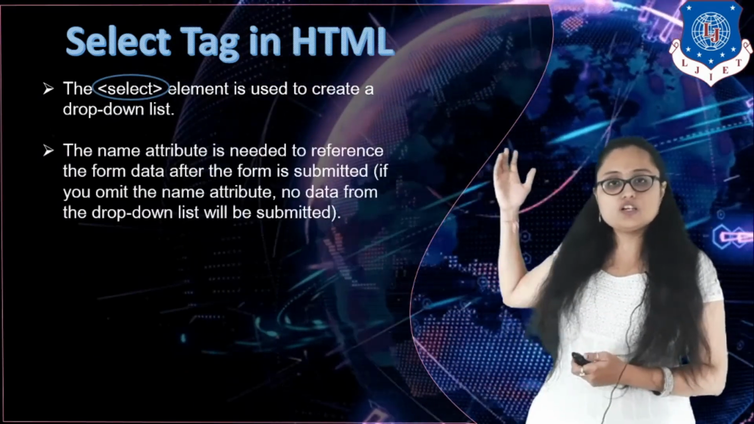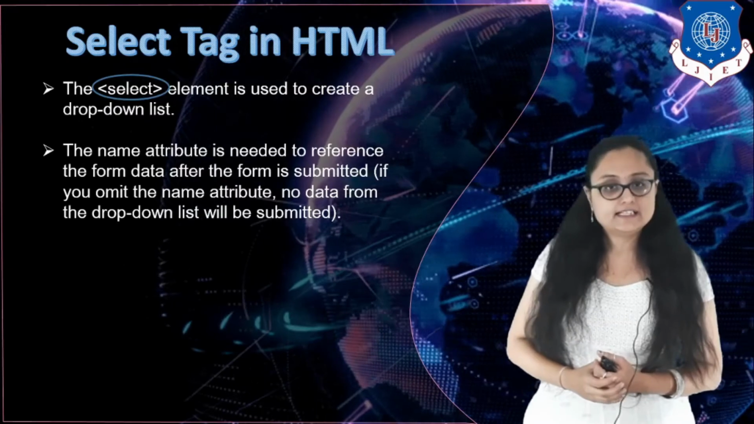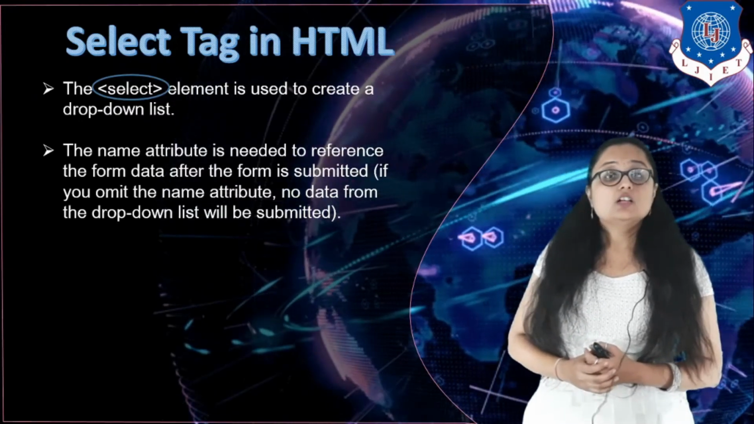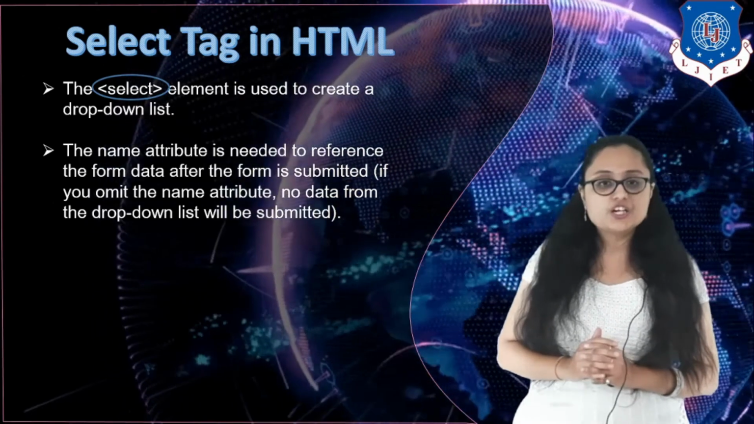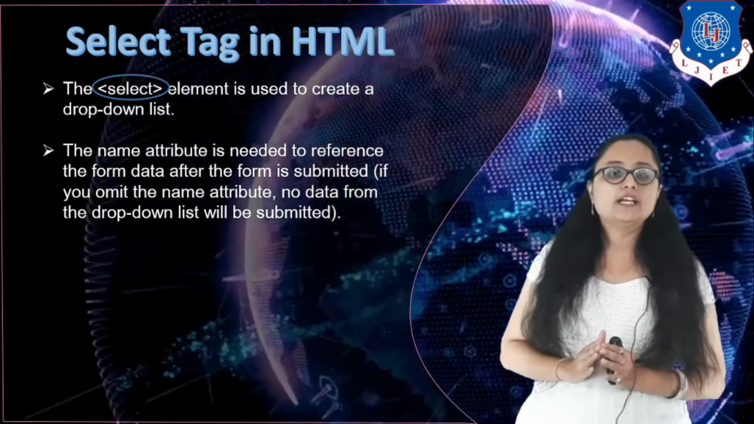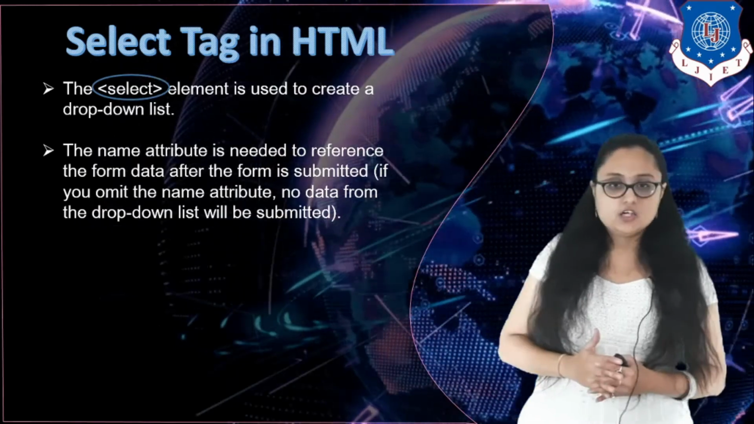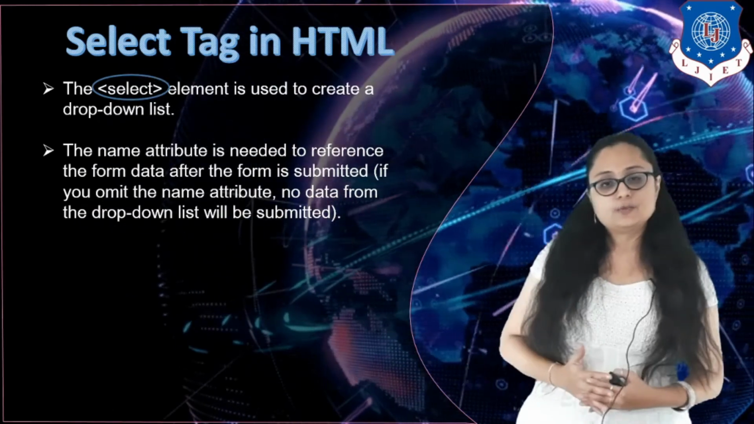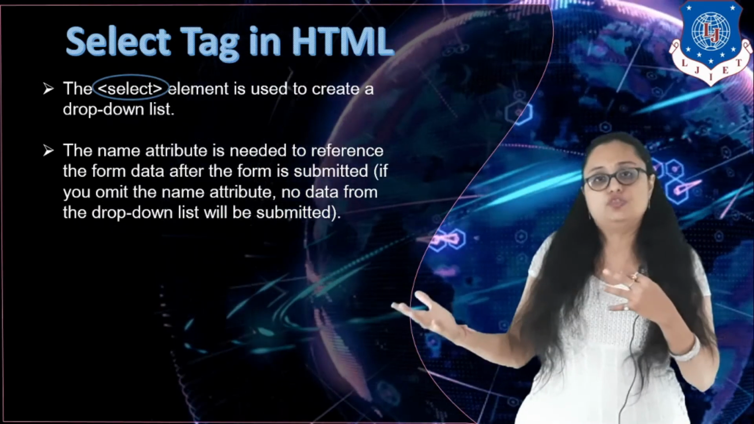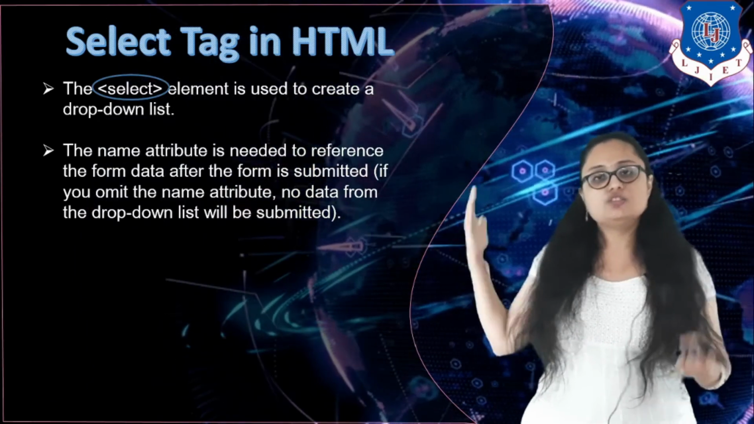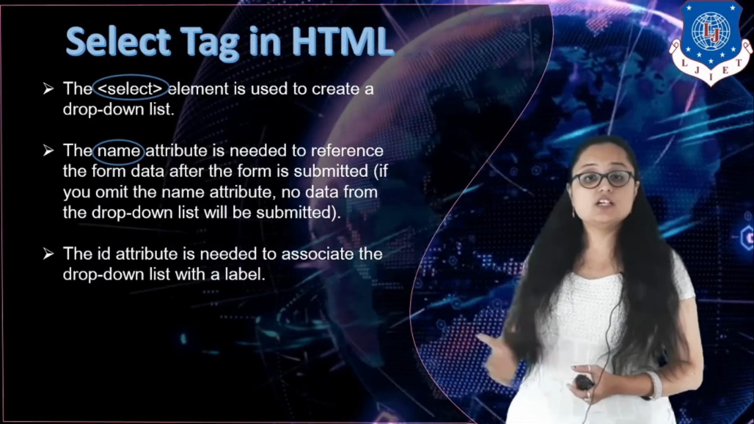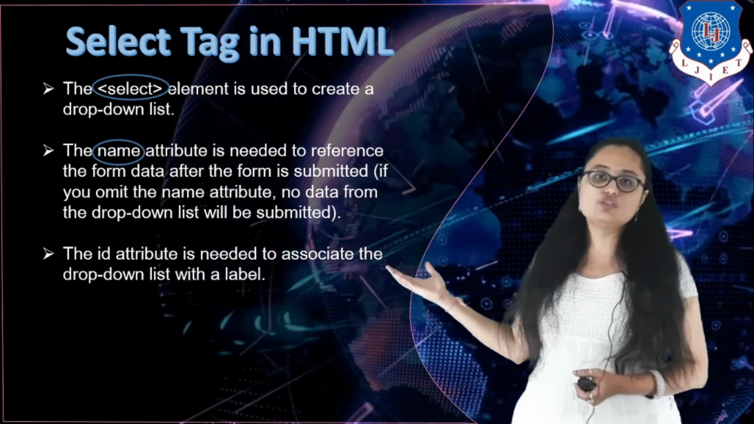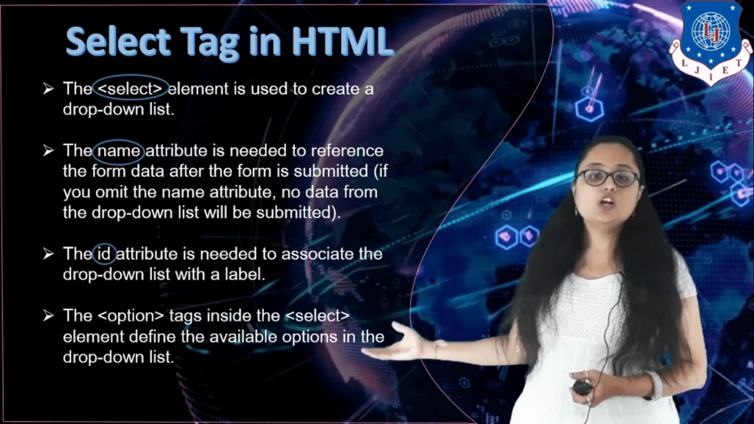So whenever you want a drop down menu, you will use the select tag, and the name attribute is very much needed to reference the form data after the form is submitted. Because if you omit the name attribute, what will happen? No data from the drop down list will be submitted. So the name attribute is very important while you are writing the select tag. Next is the ID attribute, which you can also associate.